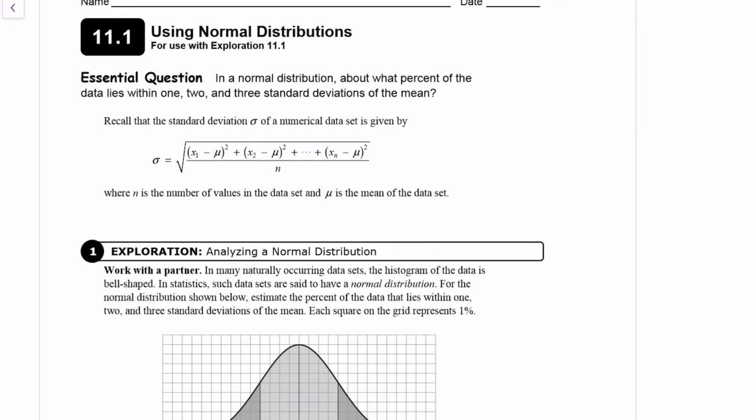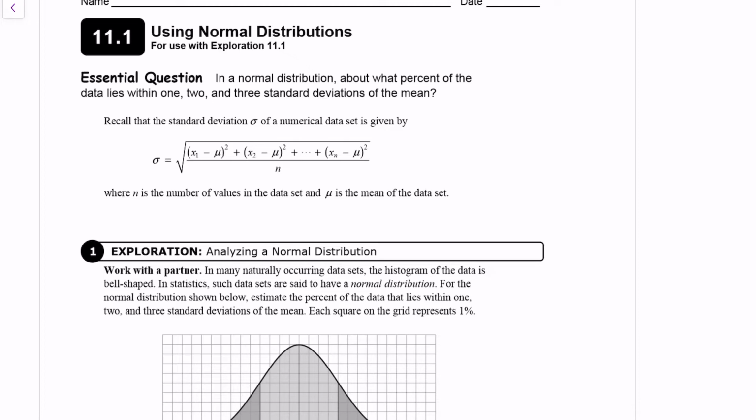Let's take a look at section 11.1, using normal distributions. So in front of you right here, we have this equation. This equation is of standard deviation. In Algebra 1, if you were fortunate enough, you had encountered this equation on how to find standard deviation. Now, if you didn't, just a real quick explanation of what standard deviation is. It is a measurement of how data is dispersed in relation to the mean.